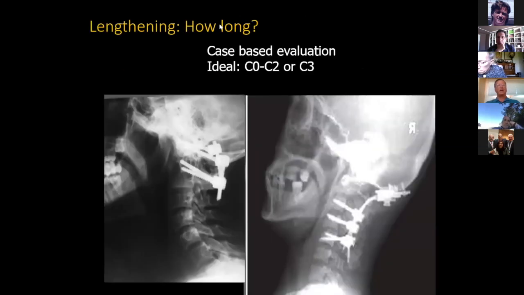How long shall we lengthen our fixation? Shall we stay only at C1, C2, or go to occiput, C1, C2? Case-based evaluation is necessary. Ideal is, like you see on the left, C0, C2, or C3.